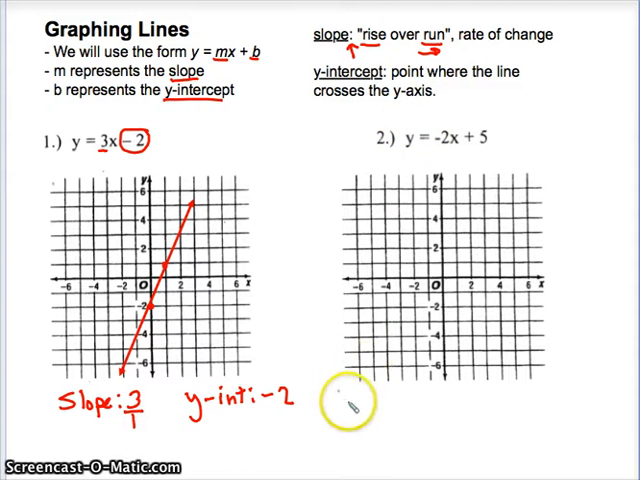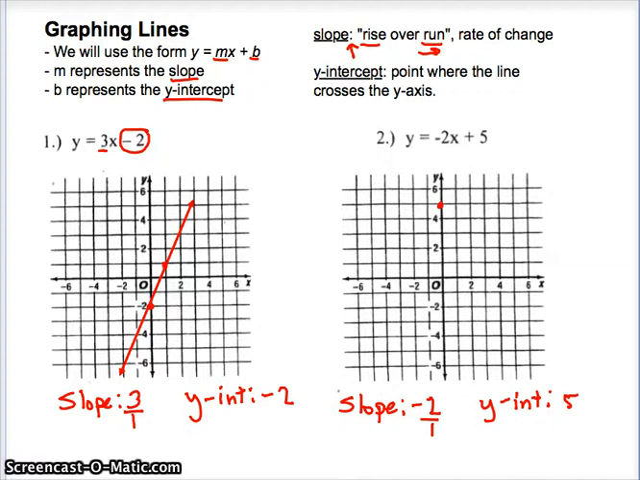Alright, let's look at example number 2. Again, pick out your slope and your y-intercept. Alright, in this example my slope is -2. We could also write that as -2 over 1. And my y-intercept is 5. We know that because it's the number all by itself. So I'll start up here at 5. Now my slope is -2 over 1. So that tells me I need to go down 2 units and to the right 1.